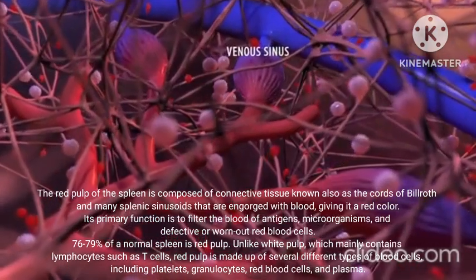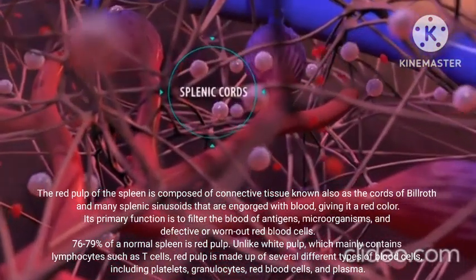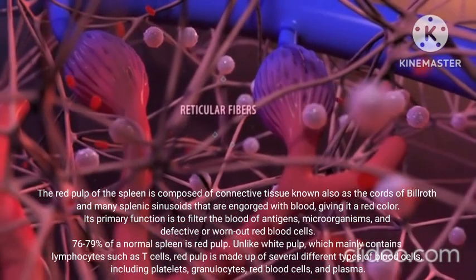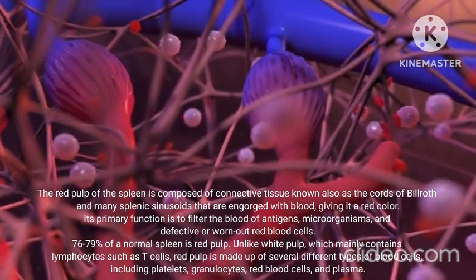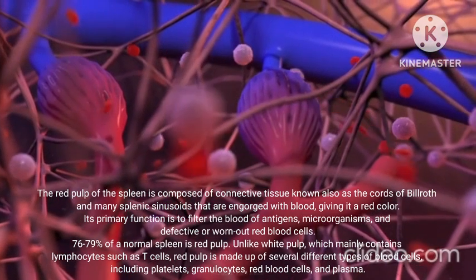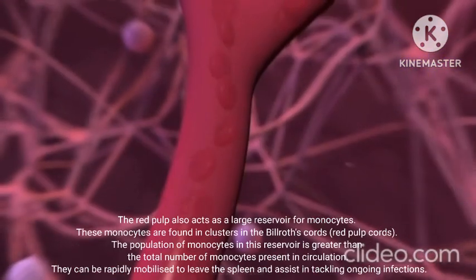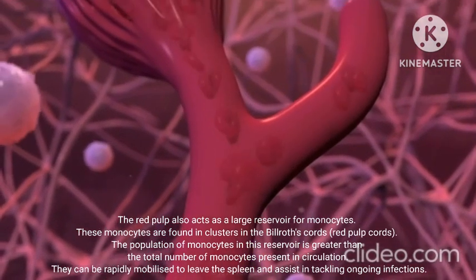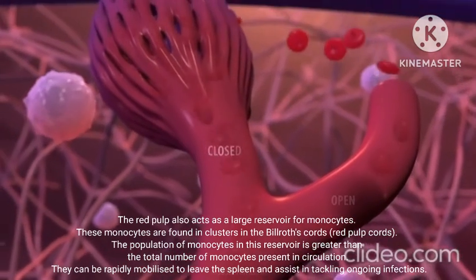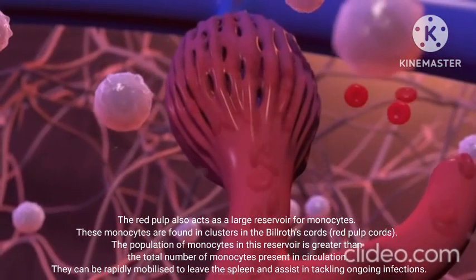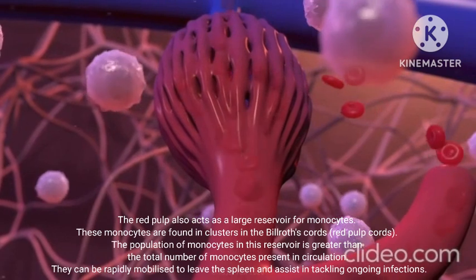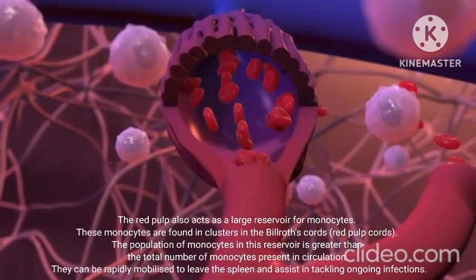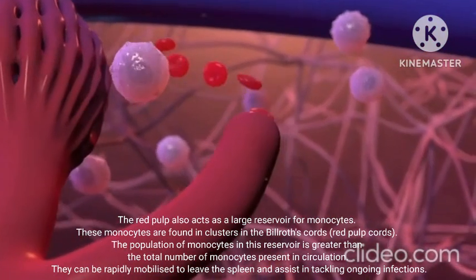76 to 79% of a normal spleen is red pulp. Unlike white pulp, which mainly contains lymphocytes such as T cells, red pulp is made up of several different types of blood cells, including platelets, granulocytes, red blood cells, and plasma. The red pulp also acts as a large reservoir for monocytes. These monocytes are found in clusters in the Billroth's cords, red pulp cords. The population of monocytes in this reservoir is greater than the total number of monocytes present in circulation. They can be rapidly mobilized to leave the spleen and assist in tackling ongoing infections.